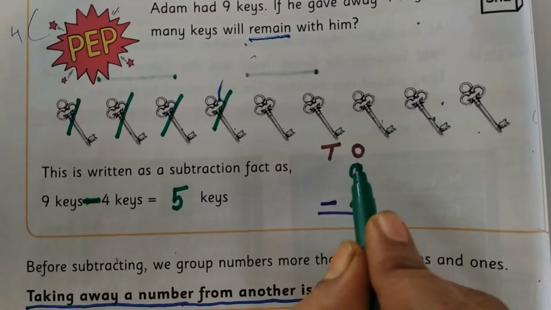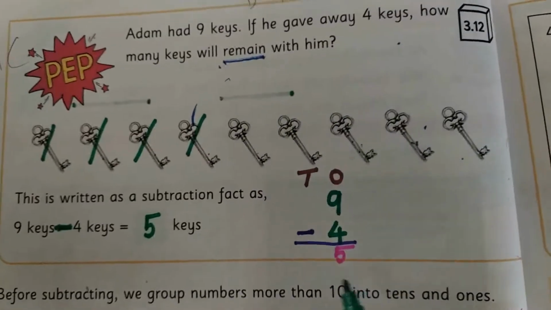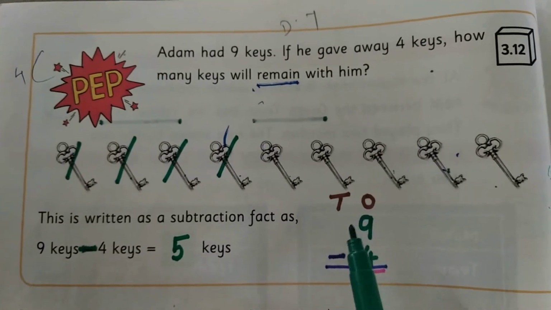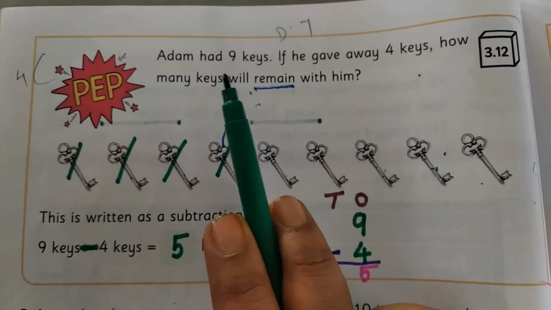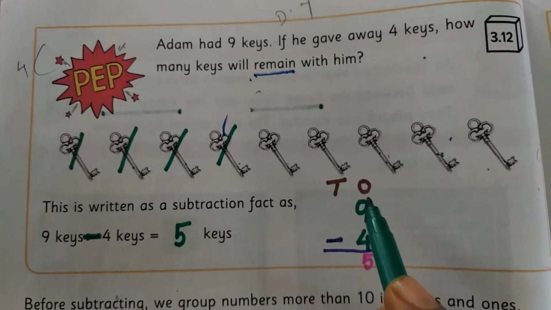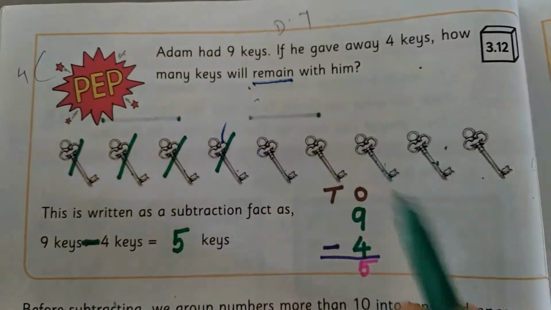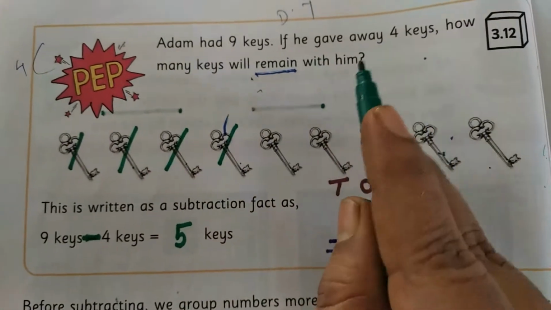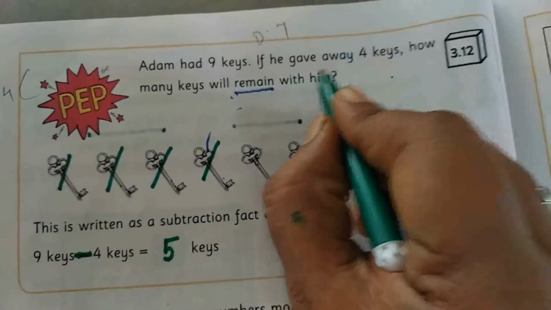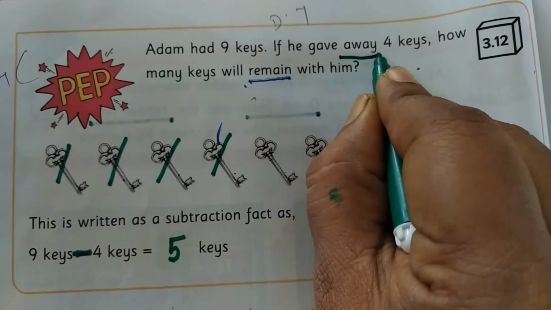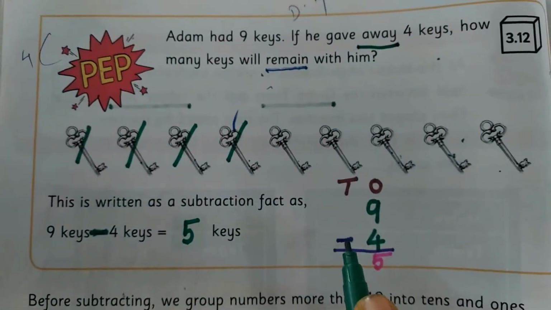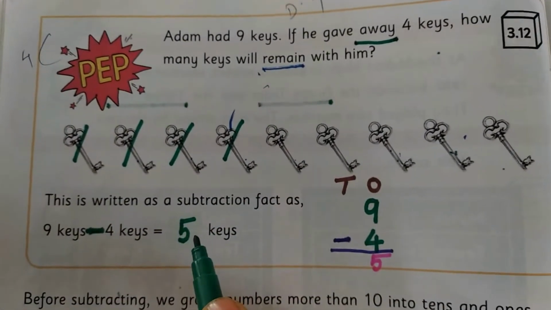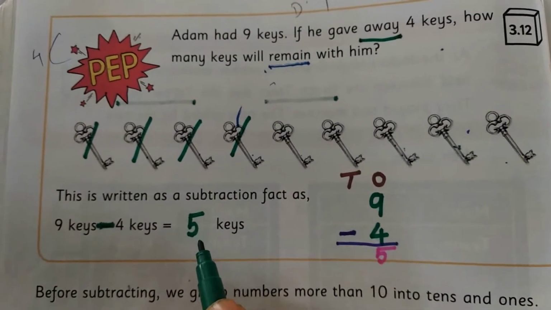See the number 9. So this is the subtraction fact. You want to mention the ones and tens on the top of the numbers. So totally how much Adam had? 9 keys, that you want to write here. And how much is he taking away? 4 keys, that you want to write in ones place. Taking away means subtraction, so you put the minus symbol here. So 9 minus 4. The remaining keys, 5.